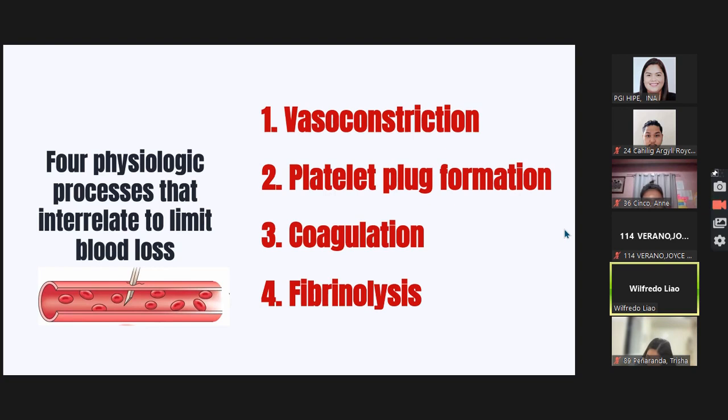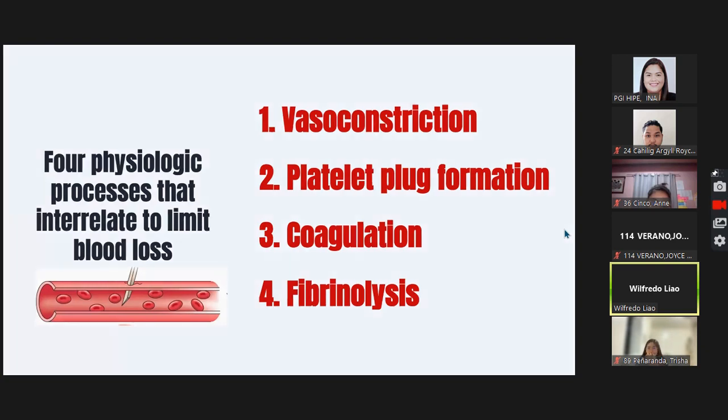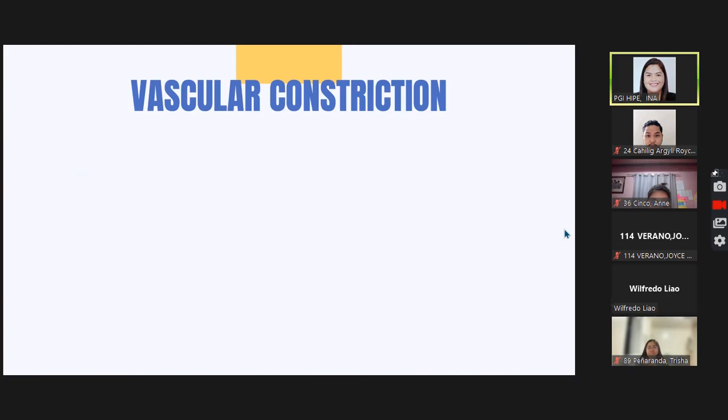Okay, doing your Pringle maneuver. And if it is really severe, a type 4 liver injury that you cannot suture, you can apply several packs, and you go out, you just close the skin, try to resuscitate the patient, secure blood, and after 24 to 48 hours, you can come back again to do your re-exploration.